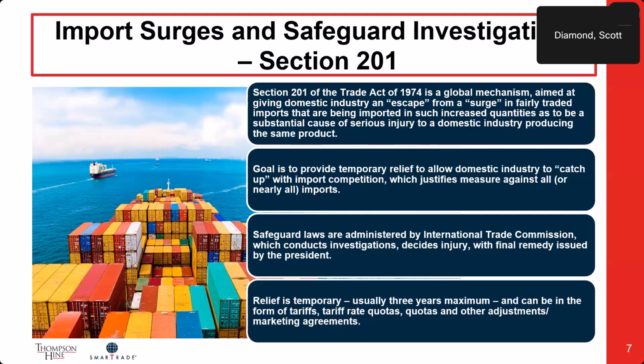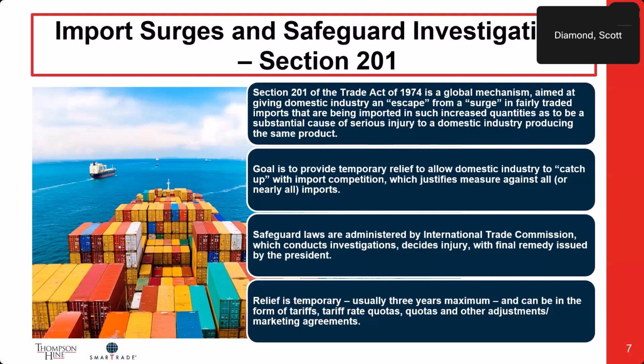And this first one is import surges and safeguard investigations under Section 201 of the Trade Act of 1974. This law sets forth the authority and procedures for the president to take action by determining if, quote, an article is being imported into the United States in such increased quantities as to be a substantial cause of serious injury or threat thereof to the domestic industry producing an article like or directly competitive with the imported article, end quote.